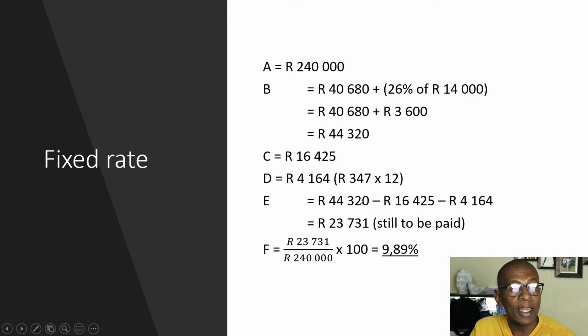What we then do is take the total tax liability that we've calculated under B, and we minus the primary rebate of 16,425, which is known, and then also, which is another known for SARS, we minus the tax credits of 4,164. Then the tax liability that's still to be paid would be 23,731. Now, in order to work out the effective rate, we simply take that figure and divide it by the total amount of his income, which is 240,000, and then we get a new fixed rate of 9.89%, which is going to be applicable on his annuity.